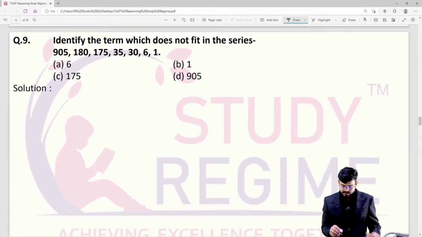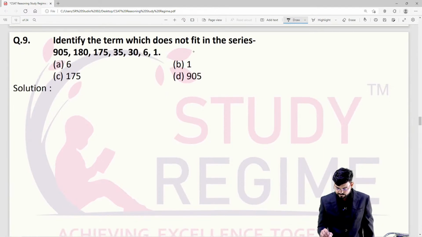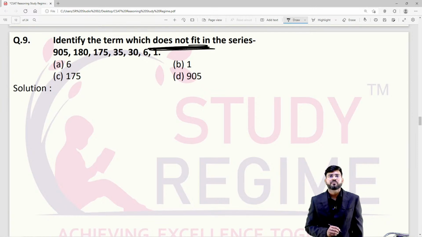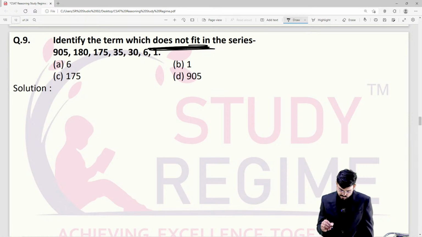Okay. This is the question in which we have to find which does not fit. Underline this phrase, does not fit. If you miss this phrase, not fit, you will not get the answer.